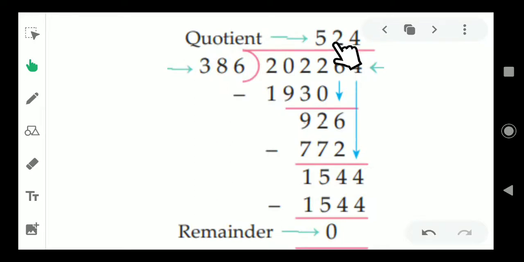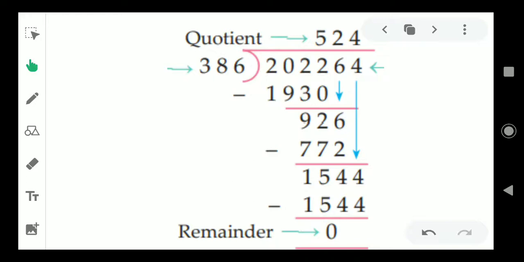2. 2 into 386, we will get 772. Subtract it. 6 minus 2, 4. 12 minus 7, 5. 8 minus 7, 1. 154, there is no 386. So take the next digit down. 1544. How many 386s are there?